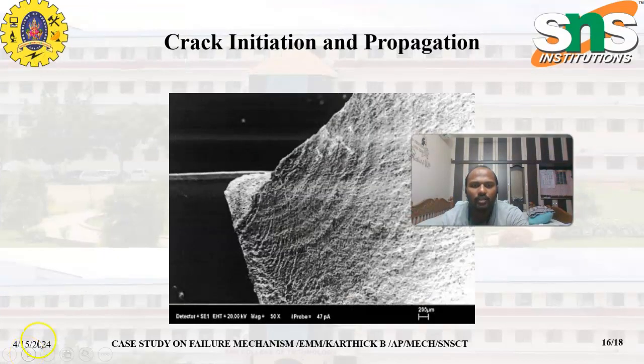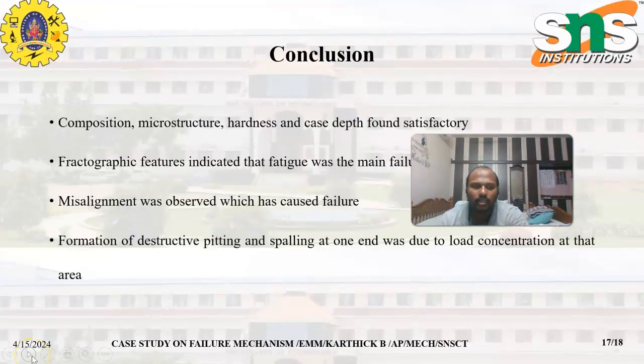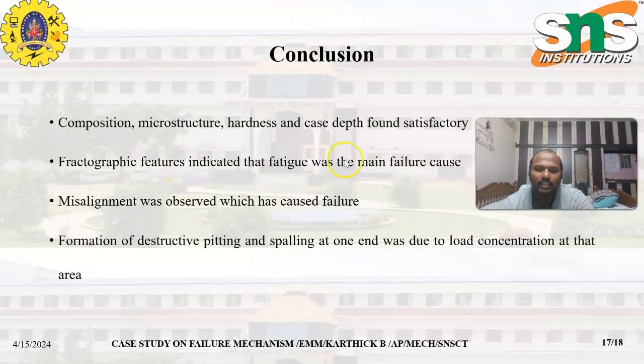So here you can see this is the same image where you can see these river-like markings, and this is the crack initiation area. The conclusion is that the composition and micro hardness are found satisfactory, but fractography indicates that fatigue is the main failure cause, which predominantly occurs on high-speed machines.